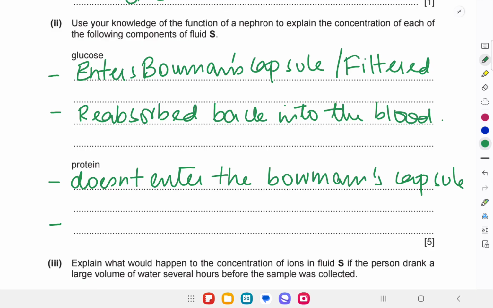So the reason that the protein is not filtered is that protein is basically a large molecule, and the pores in the Bowman's capsule or the glomerulus are not big enough to transport the protein molecule. So it's a large molecule.